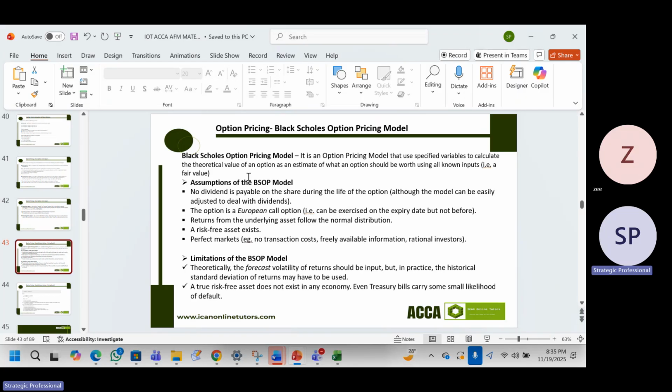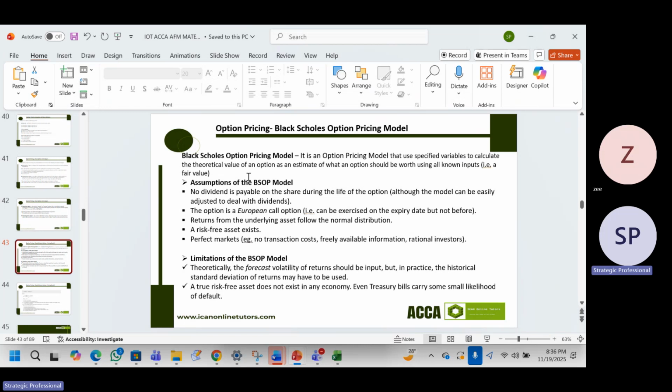One, no dividend is payable on the share during the lifetime of the option. Those are the assumptions that were factored into the formula that was made for BSOP. No dividend is payable on the shares during the life of the option. Two, the option is a European call option. So it's not American style, it's European, right?